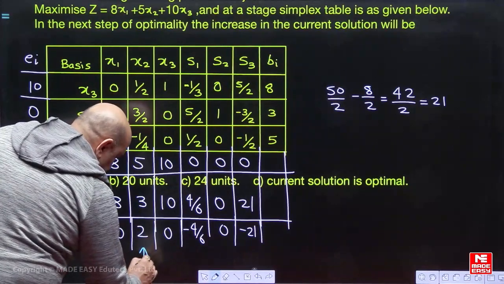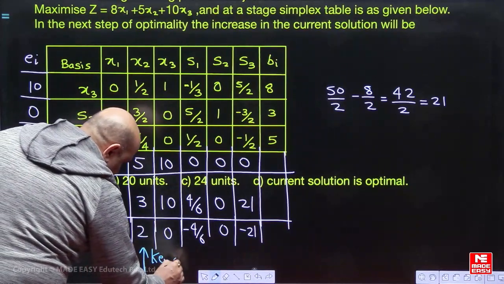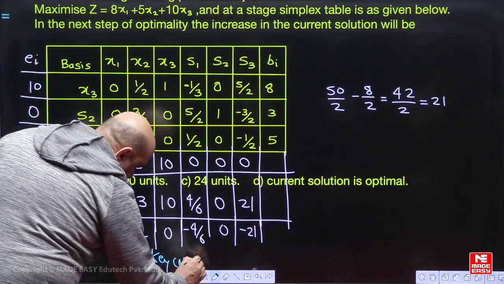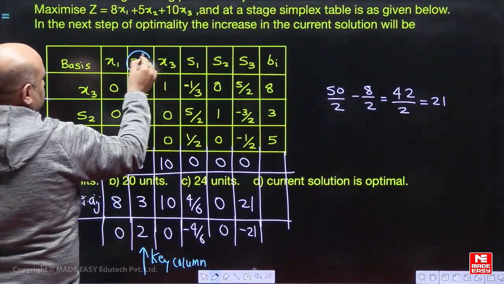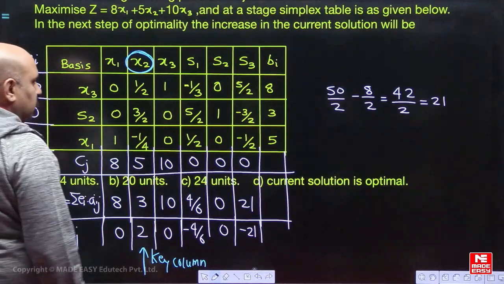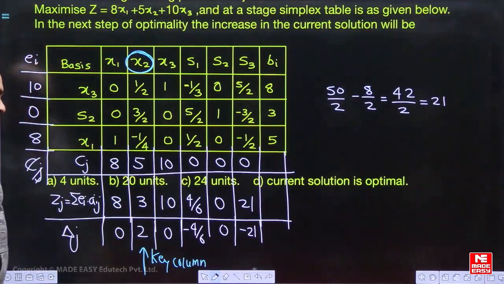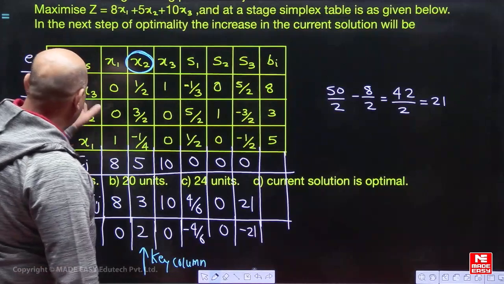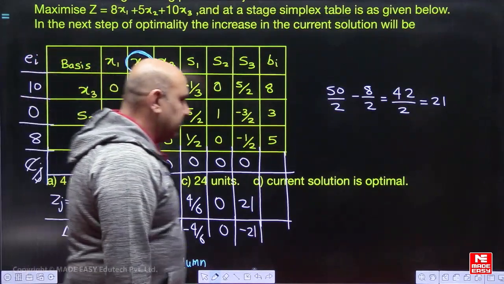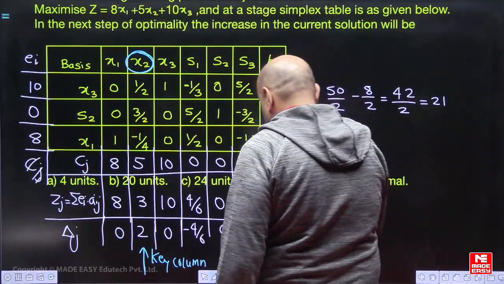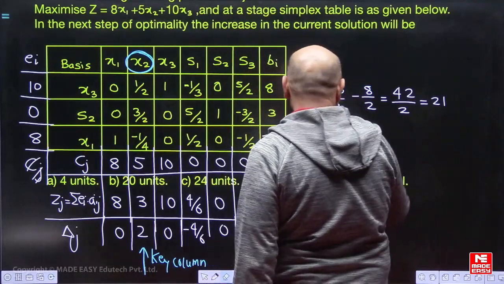The highest positive value we have to select. The column is termed as the key column and the variable in the column head is termed as the incoming variable. So see, x2 is our incoming variable, meaning in the next step it will come into our solution space. It will come here and one of these will go out. The variable which will go out of the basis is termed as the outgoing variable. The variable which will come is termed as the incoming variable.